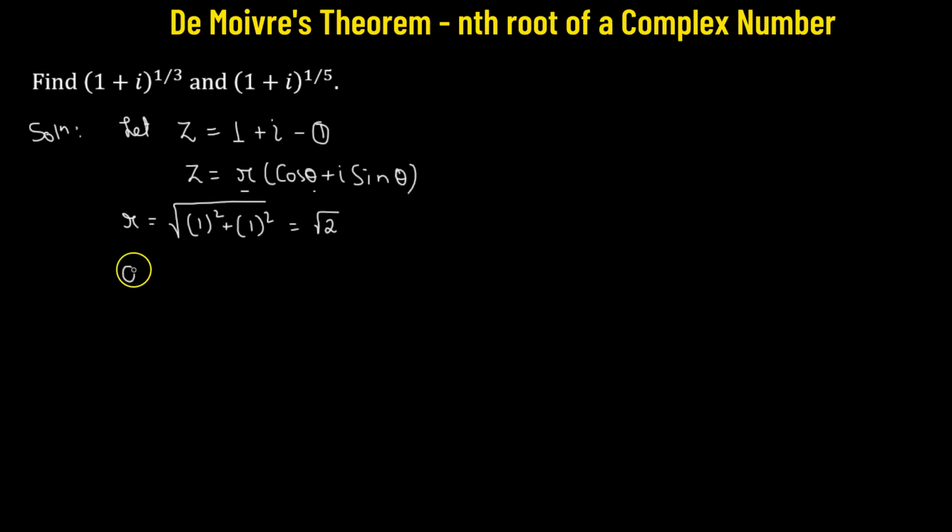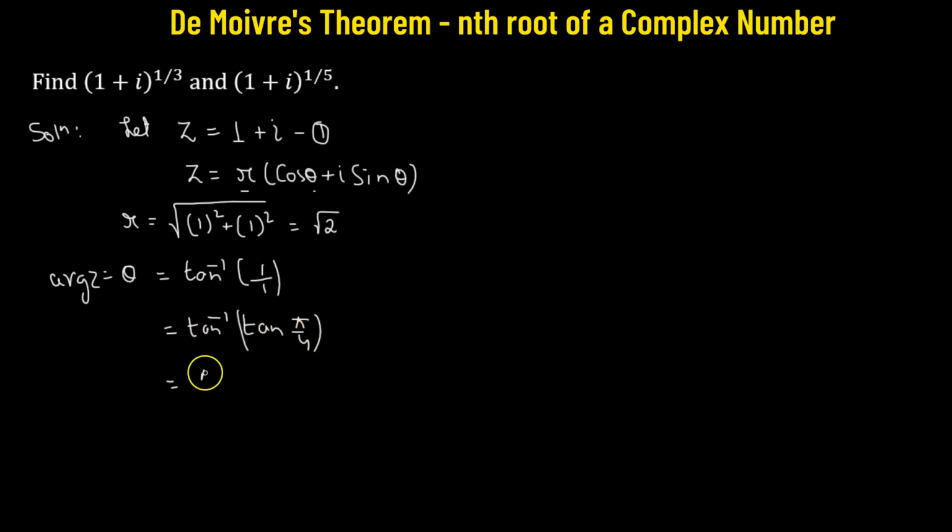Then we will find the value of theta. Theta is the argument of our complex number z, which is defined as the inverse tangent of the imaginary part divided by the real part. So we have tangent inverse of 1. Now we know that tangent of pi over 4 equals 1. So in place of 1, we replace it with tangent of pi over 4. The tangent inverse of tangent of pi over 4 simply becomes pi over 4.